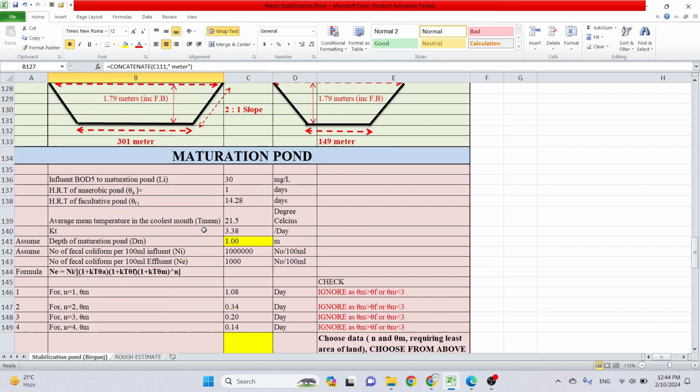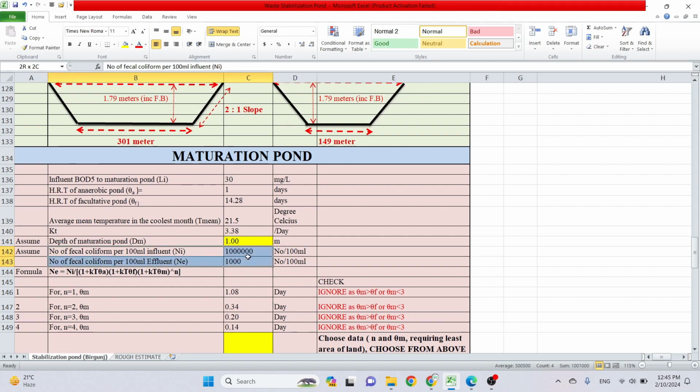And for the maturation pond, after the 80% reduction of BOD, the influent BOD to the maturation pond came out to be 30 milligrams per liter. The SRT for the anaerobic pond was 1 day, and the SRT for the facultative pond was 14.28 days. Mean monthly temperature was 21.5. The KT value is calculated, and the depth of the maturation pond is 1 meter, which is taken.